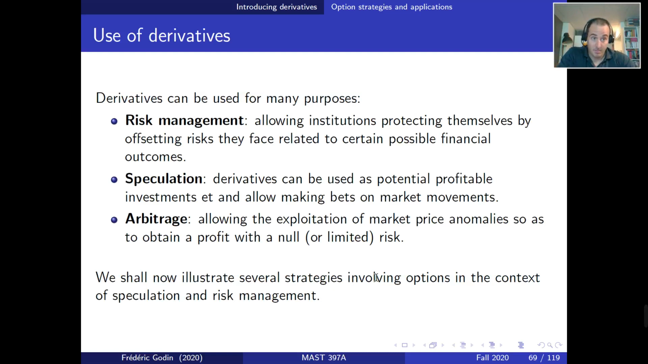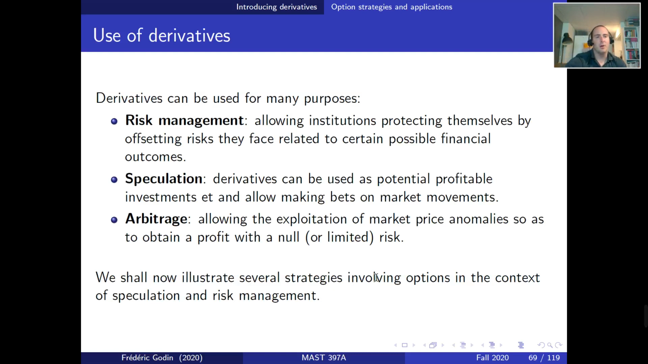So sometimes they can act as some form of insurance, and financial institutions would use that for risk management purposes. Another use of derivatives is speculation. For example, if you think that the stock market will go up, you might want to buy a call option hoping that the payoff will be positive and that you will profit from this. So speculation is a second use of derivatives.